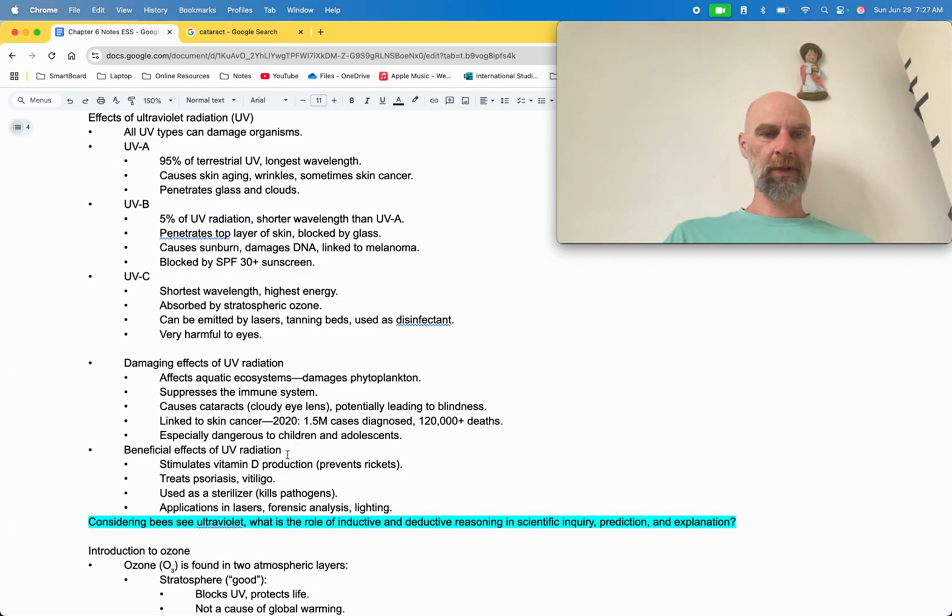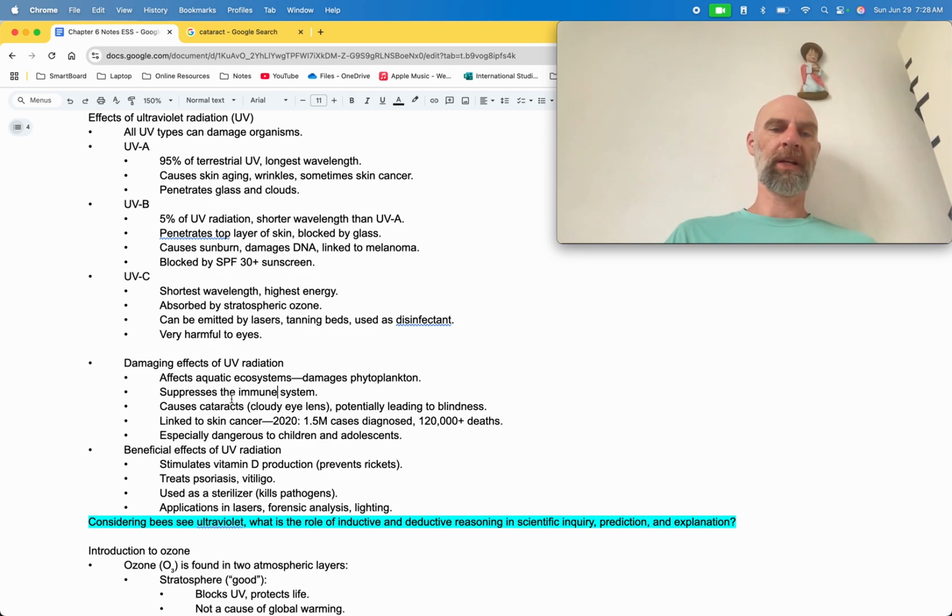Best to avoid them. So, cloudy eyes potentially leading to blindness. Linked to skin cancer. Oh yeah, 2020: 1.5 million cases diagnosed, over 120,000 deaths from it. Especially dangerous to children and adolescents, although they don't feel the effects until later, unfortunately. I mean, sunburns are pretty immediate, but long-term health repercussions are later.